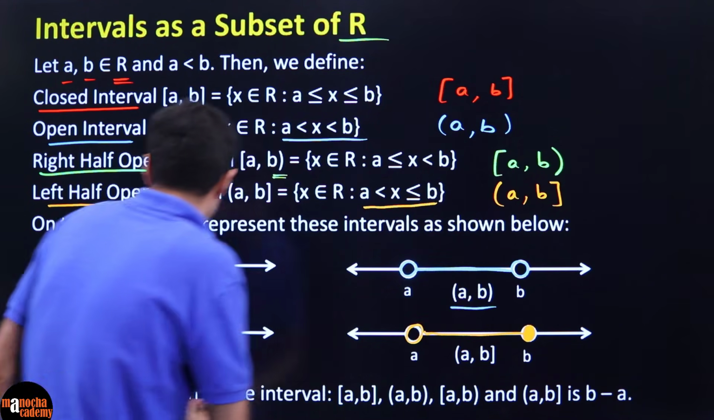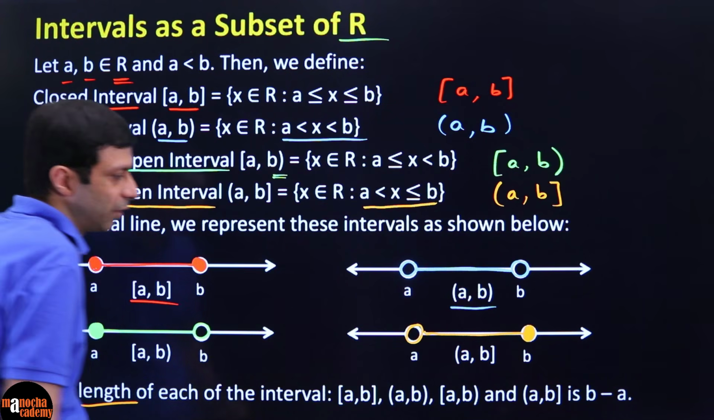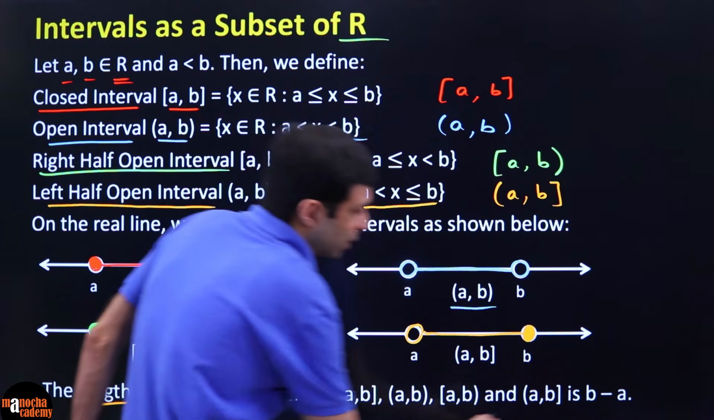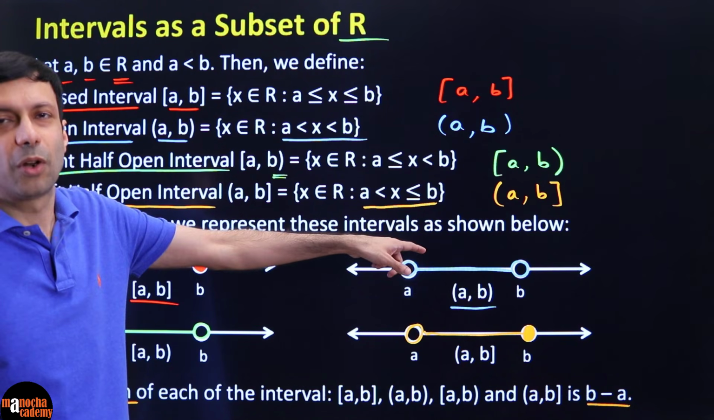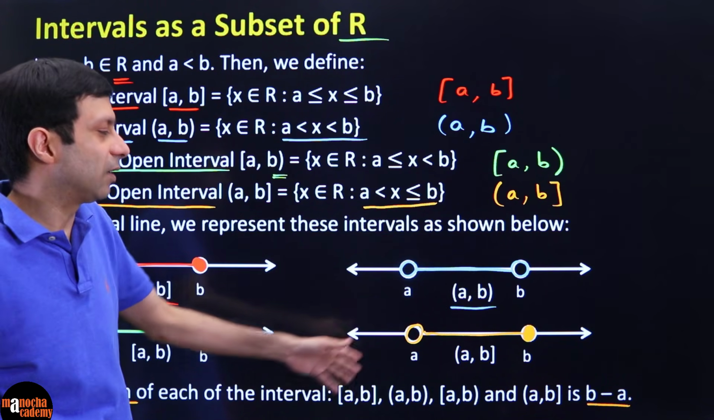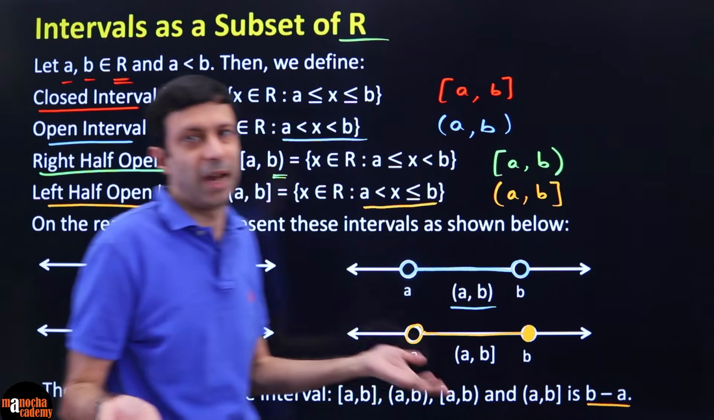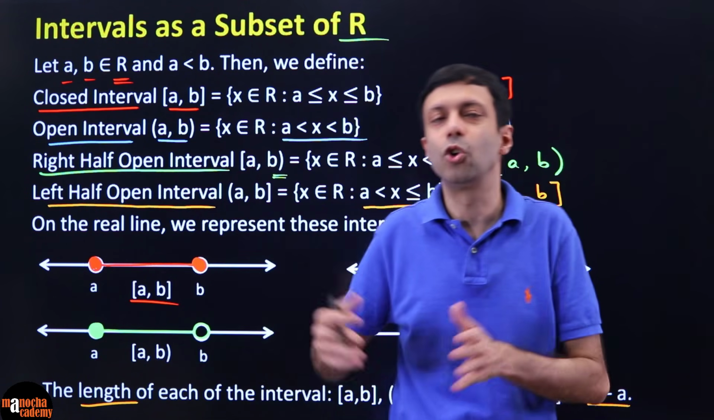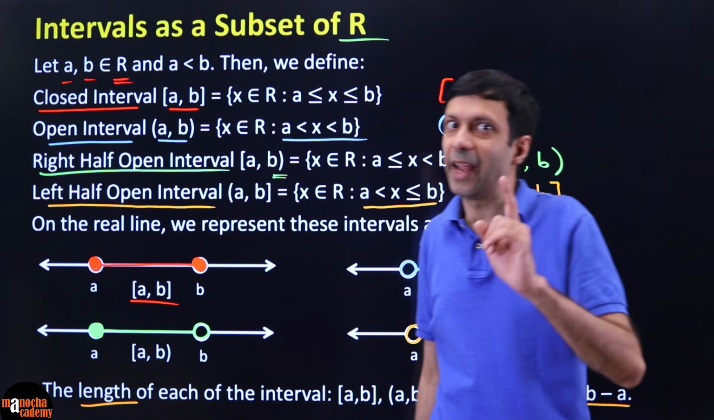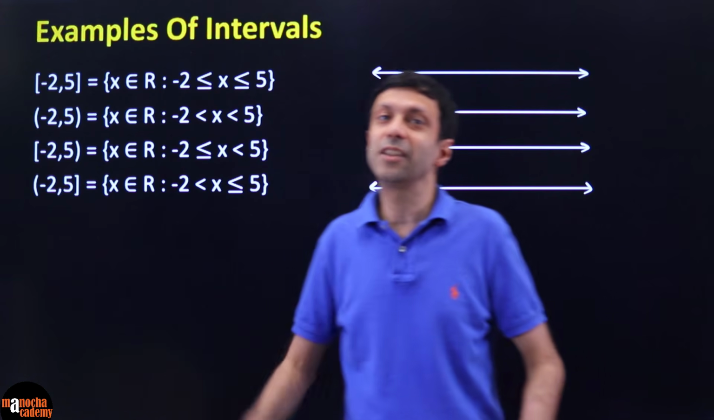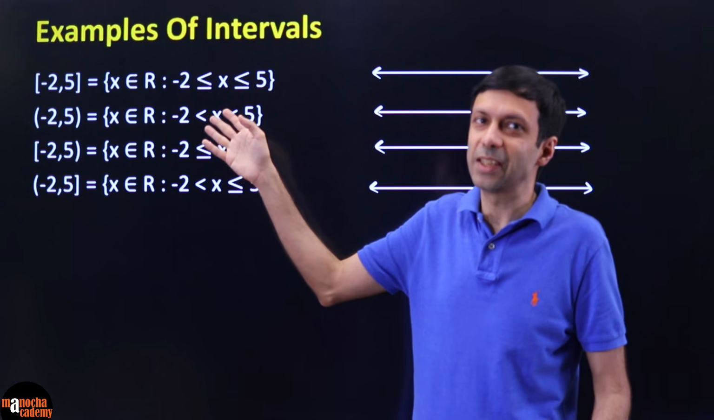So all you have to do, the length of all of these intervals, very simple, any of these you consider, is B minus A. Because it doesn't matter whether you include that number or not, right? That doesn't matter. The length is B minus A. You just have to subtract the two extremes. So please keep this terminology and how we represent it in mind. Let's understand the interval concept with some simple examples.